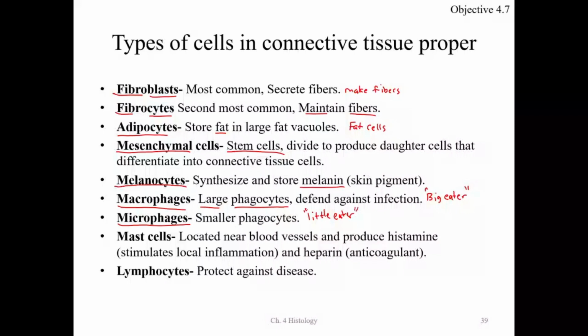Mast cells. What they do is they help me produce histamine and heparin. They're located near my blood vessels. Histamine is an inflammatory molecule. It causes inflammation. And heparin is an anticoagulant.